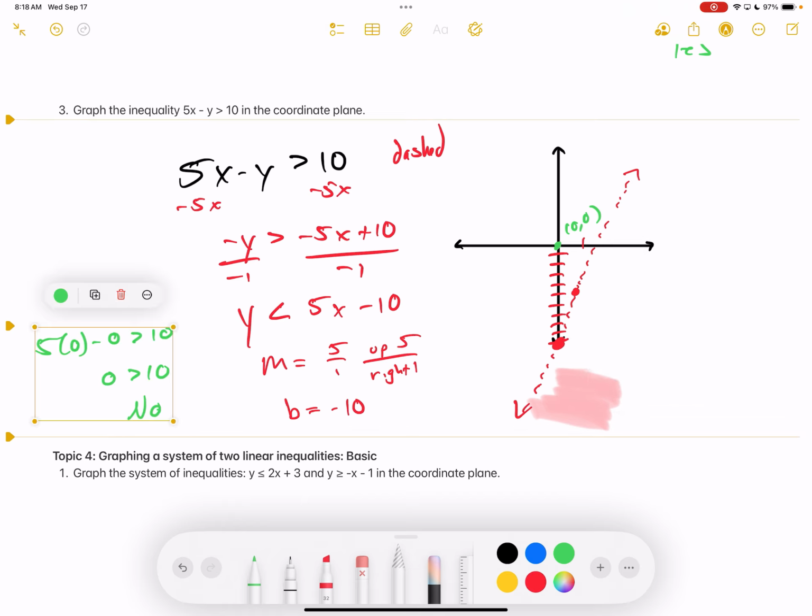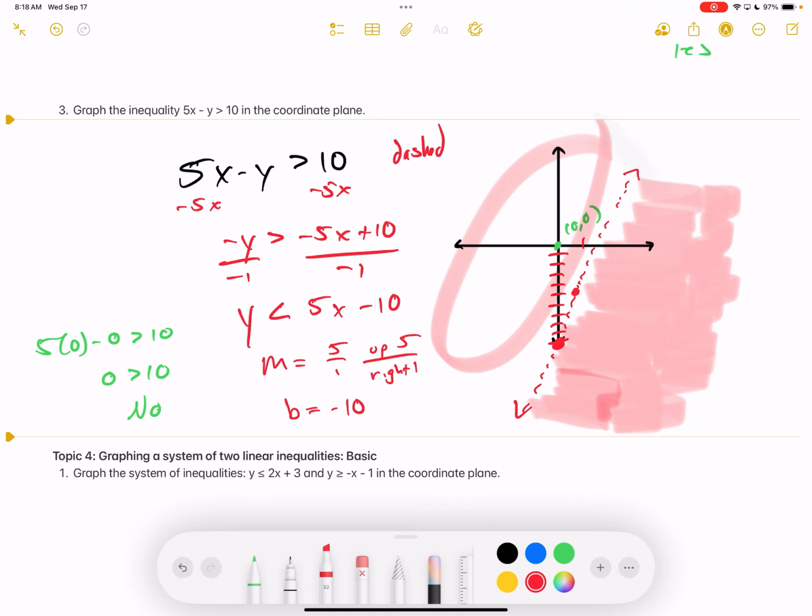So that means I'm going to shade away. Put this over here so I can shade. I'm going to shade away from 0, 0. We hadn't had one where we shade away from 0, 0. But if you plug in 0, 0 and it's not true, you shade away from that point. You shade the other side. Because what this is essentially saying is that any point over here will not work, because that's the side we picked one from. And then any point over here will work.